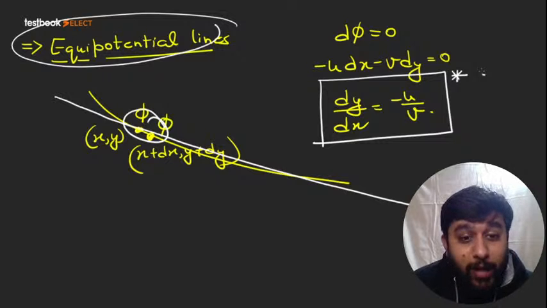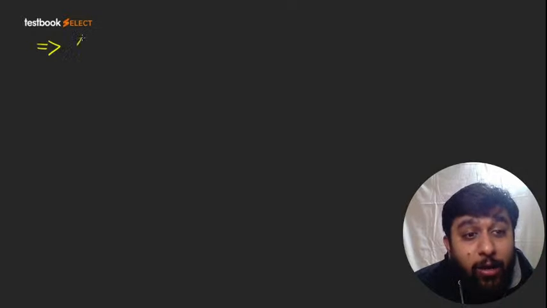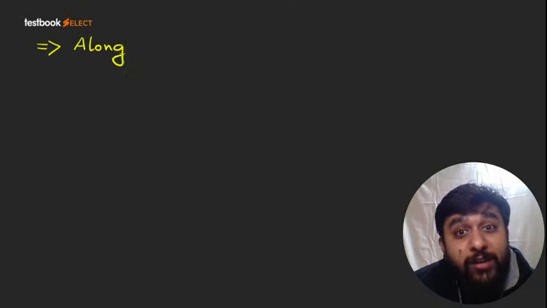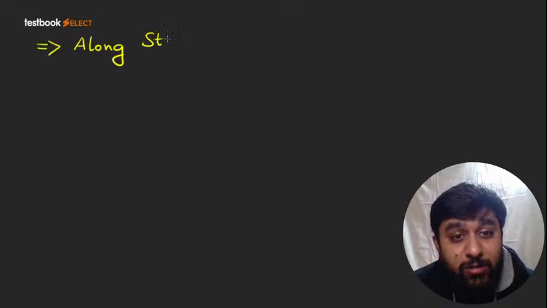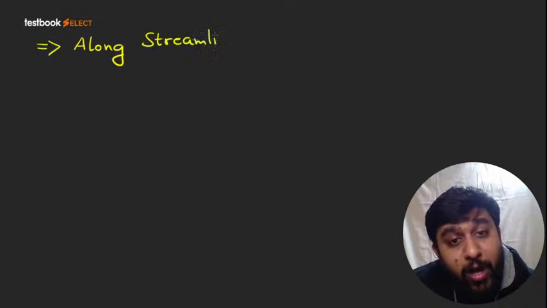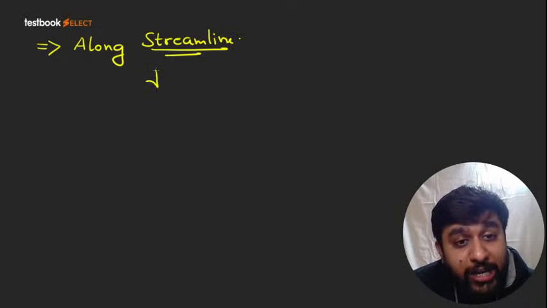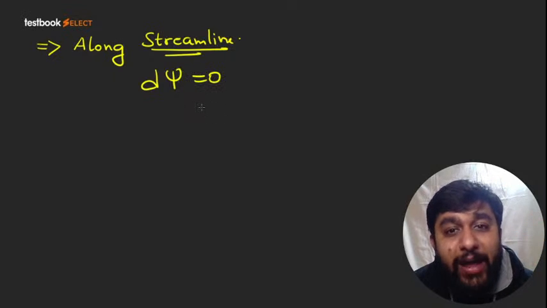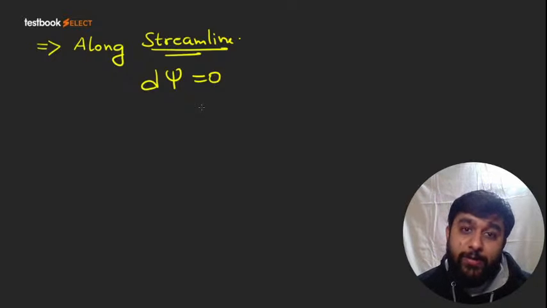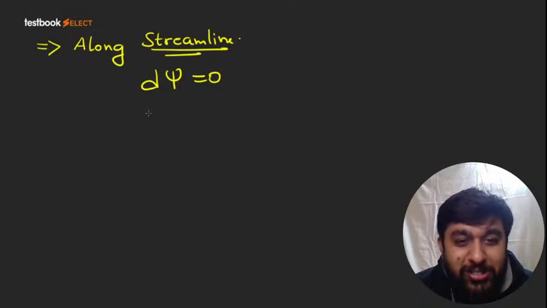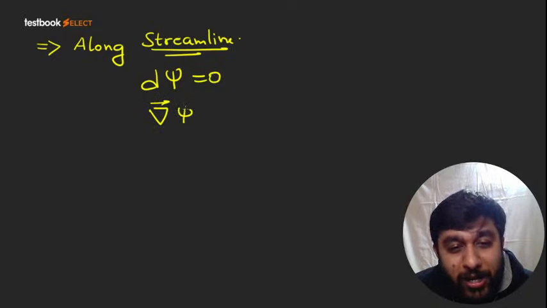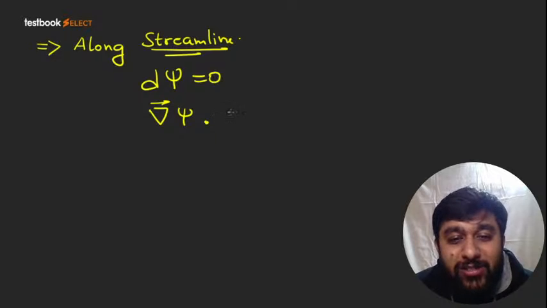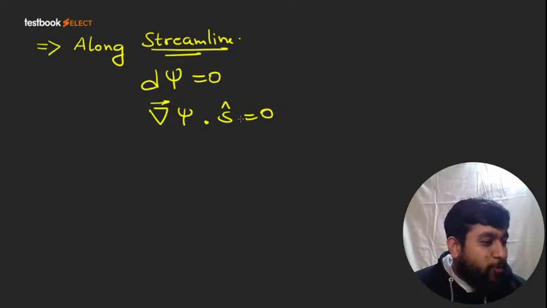Okay. Now next point. If you remember, along a streamline, I'm not talking of equipotential line first, I'm talking of streamline. So along the streamline, d psi, the stream function value, is equal to 0, because along a streamline the stream function value is a constant. This means the component of the gradient of psi along the streamline is 0, right? I hope you know gradient vectors.